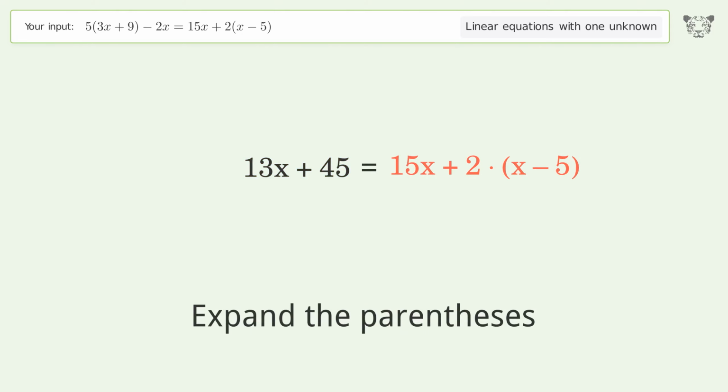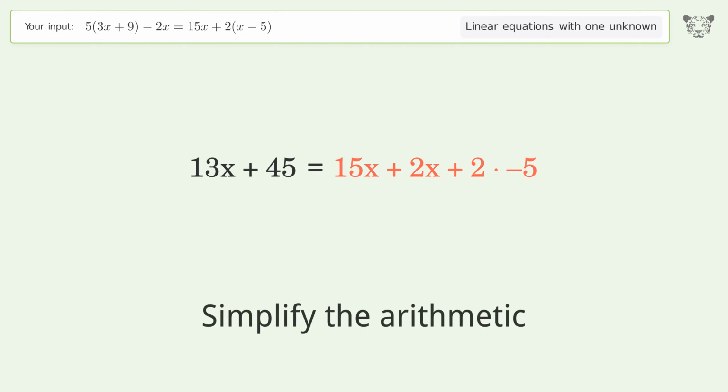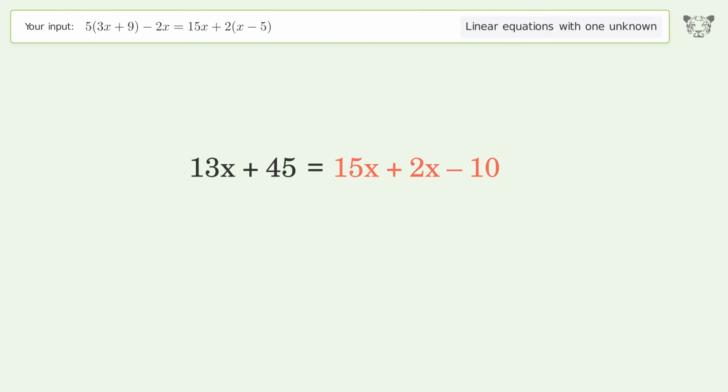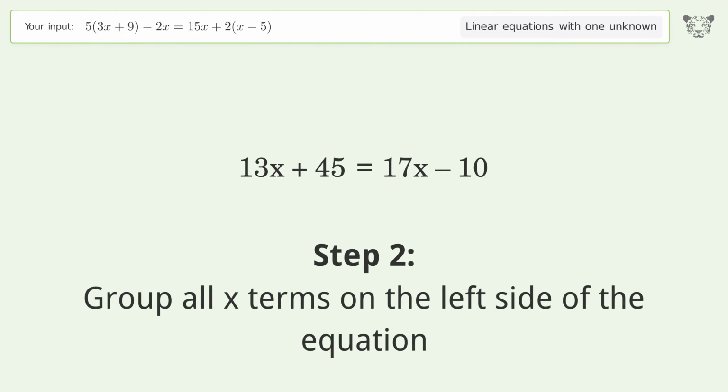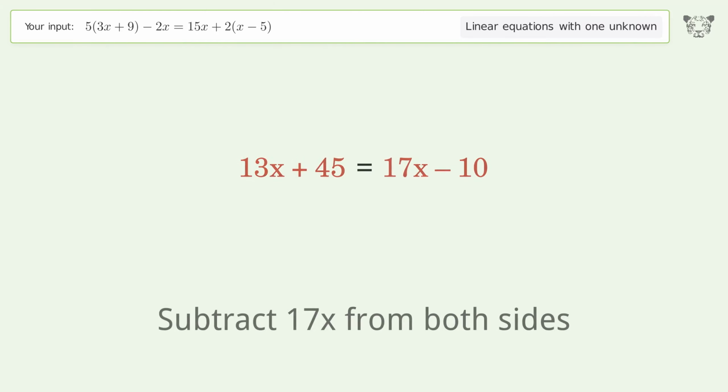Expand the parentheses. Simplify the arithmetic. Group all x terms on the left side of the equation. Subtract 17x from both sides.